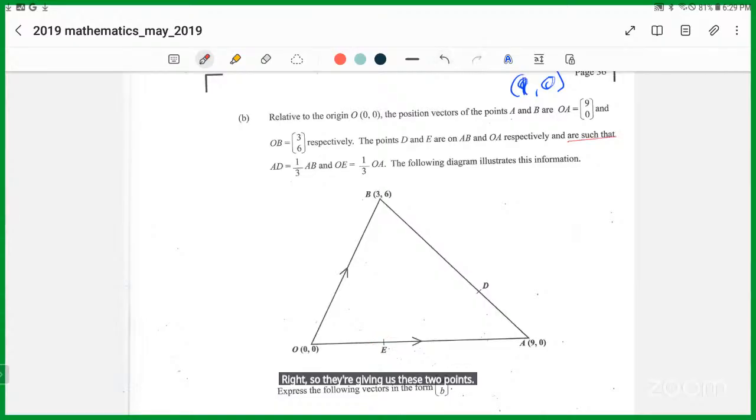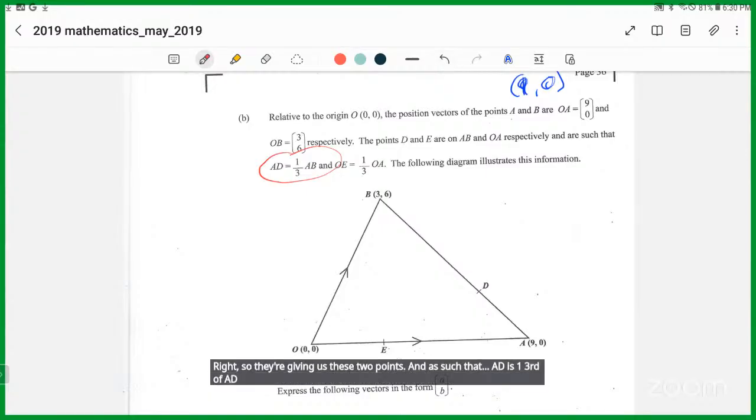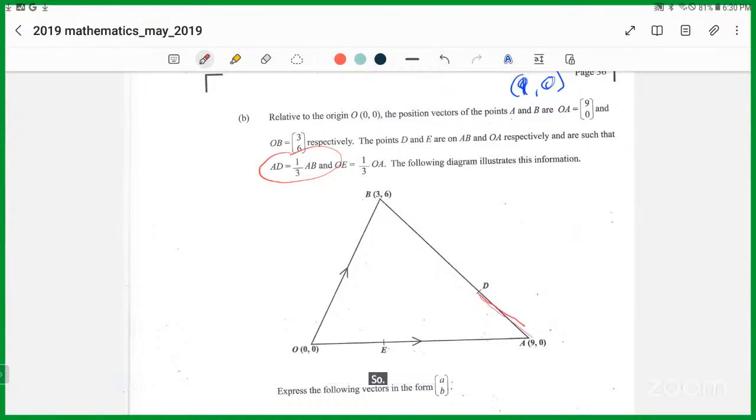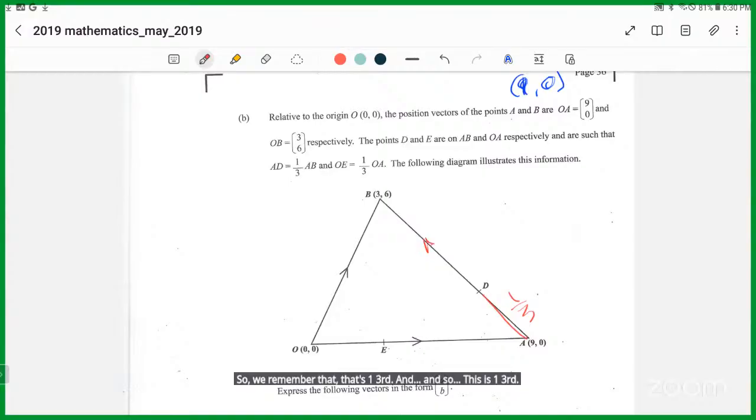And such that AD is 1/3 of AB, right? So AD is 1/3 of AB. Good, that's a 1/3, all right? So we remember that. And if this is 1/3, then up here it's 2/3 of the full line, right? And similarly, if this is 1/3, then from here to here, it's 2/3.